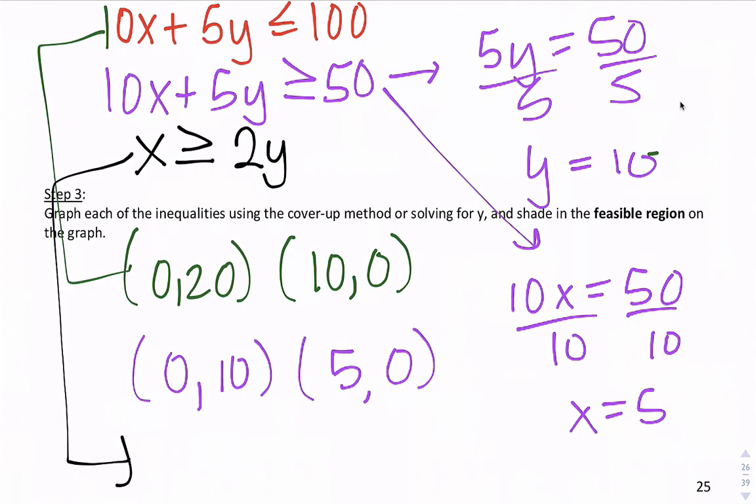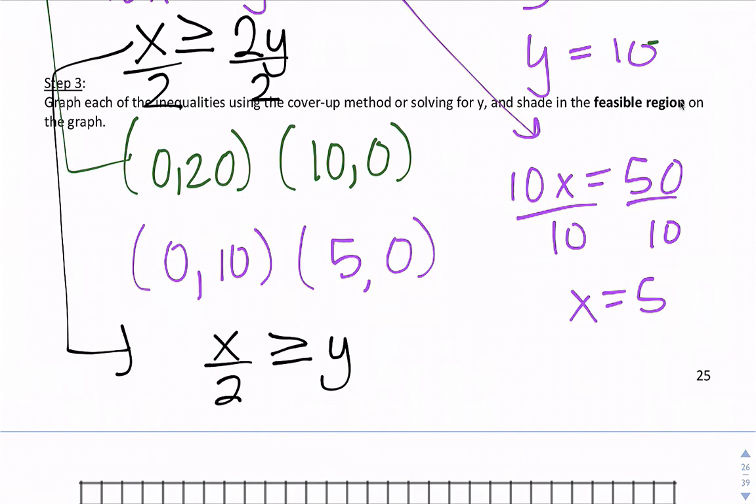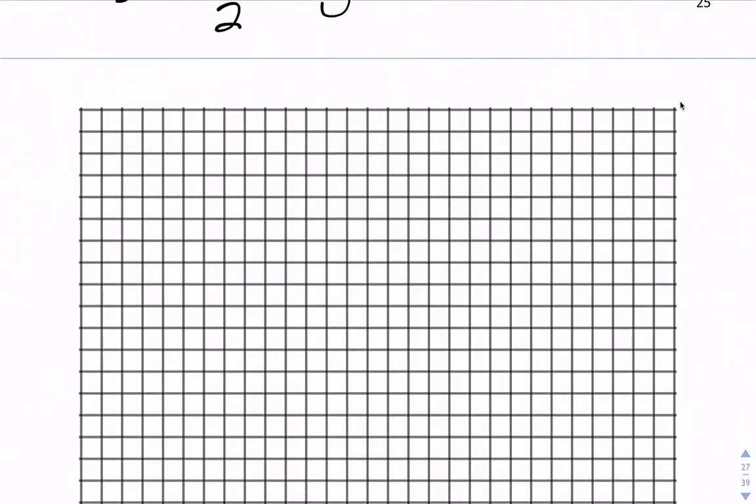So to get y by itself, I'm just going to divide by 2. And so we have x over 2 is greater than or equal to y. All right, so these are the 3 things that I will graph. So I'll do the green one first. So I know my graph has to go at least up to 20. So I think I can just scale by ones. Yeah, that works. So I will scale.